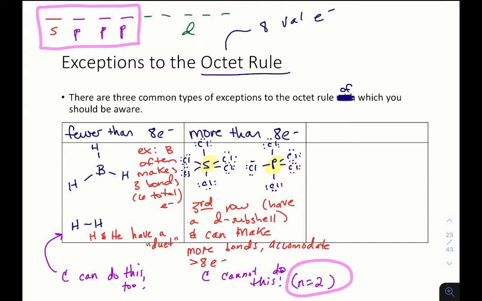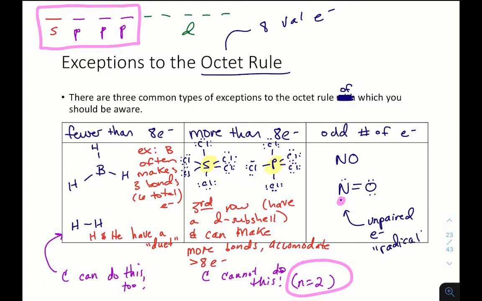There's one last exception to the octet rule that we will examine, which is an odd number of electrons. We will encounter these examples more rarely. We can look right now, though, at NO. Its Lewis structure would look like this, where we can see we have an odd number of electrons. We have this unpaired electron. Species with unpaired electrons are called radicals, and we will discuss the chemistry of organic radicals later in the semester.